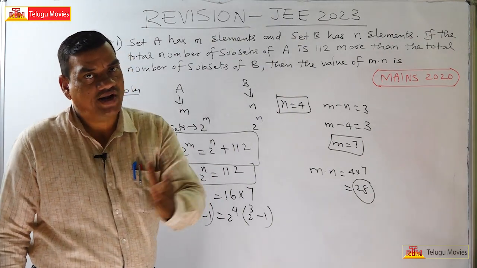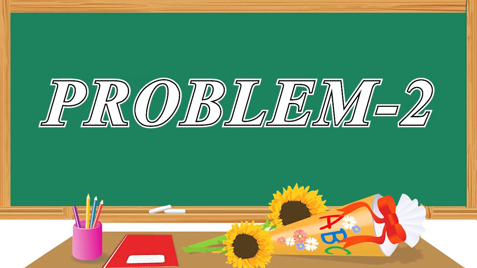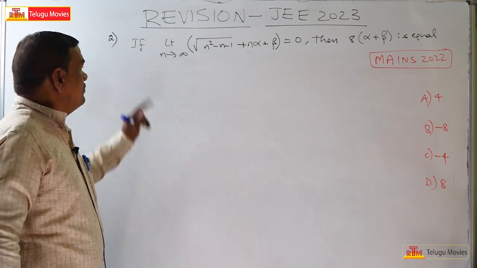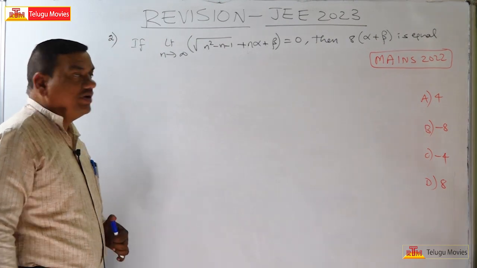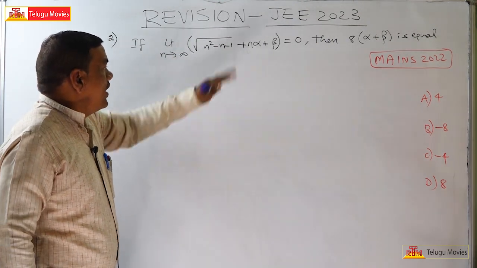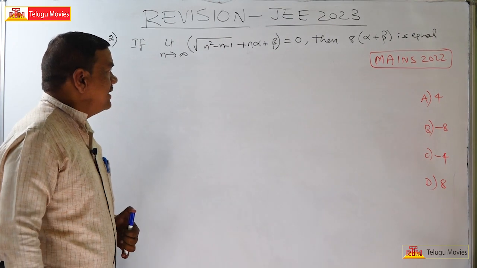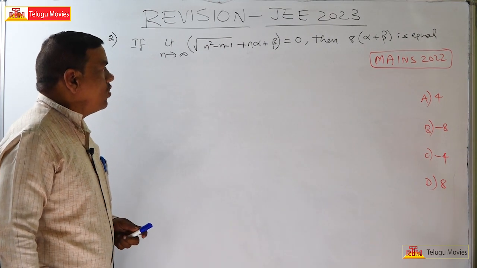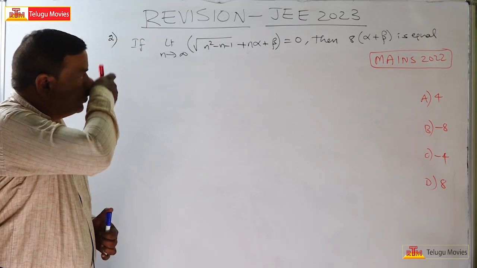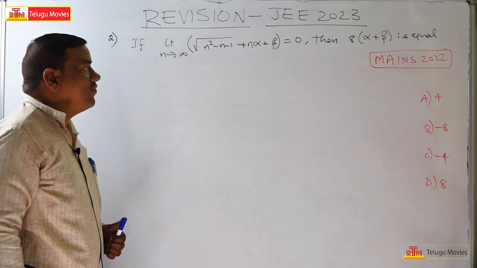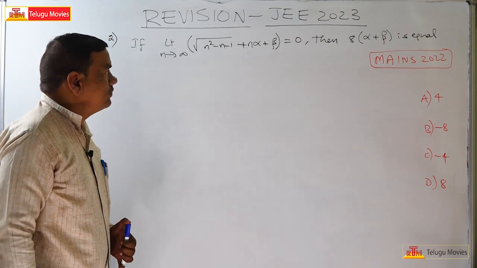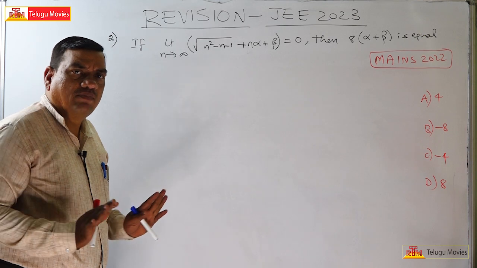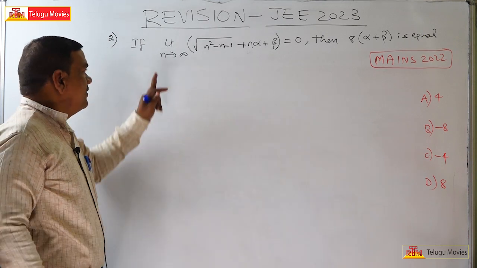Let us go for the next problem. Welcome to this problem. If the limit as n tends to infinity of the square root of n square minus n plus n alpha plus beta is equal to 0, then what is the value of 8 of alpha plus beta? It is a very clear problem.